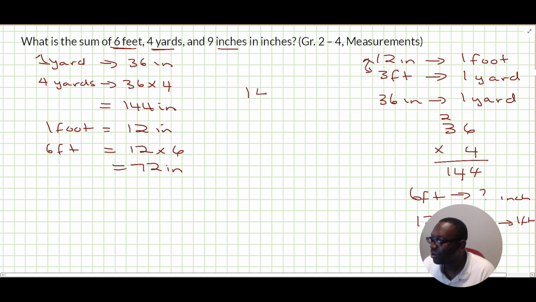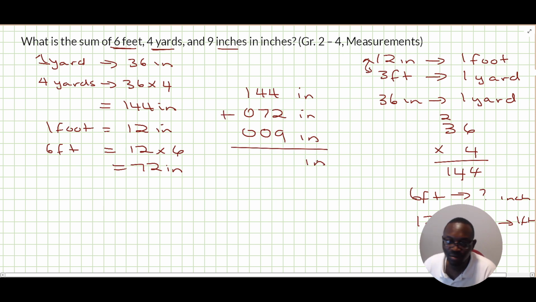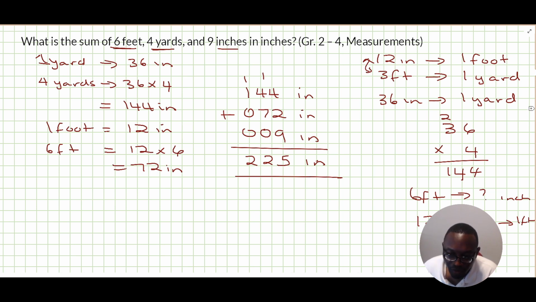So we're going to now add 144 inches, 72 inches, and then 9 inches. So let's put zeros to cover up the empty spaces. So now 4 plus 2, 6, plus 9, 15. So we're going to write 5 and bring 1 up here. 1 plus 4, 5, plus 7, 12, plus 0, we have 12. So we write 2 here and bring 1 up here. 1 plus 1, 2, plus 0, 2. So we have 225 inches.